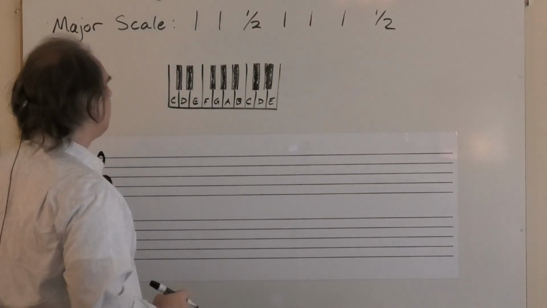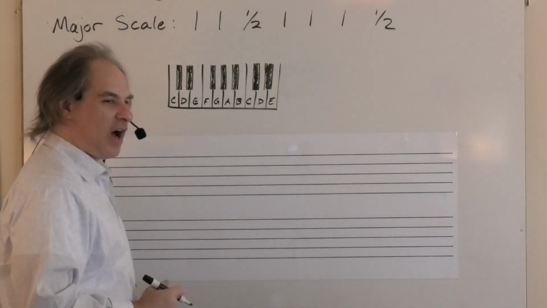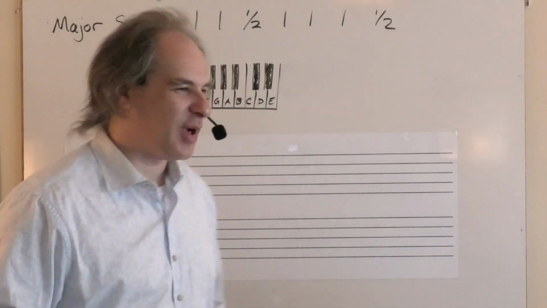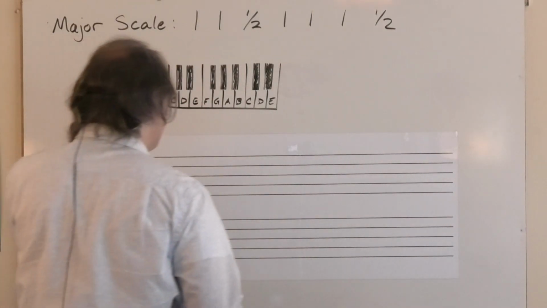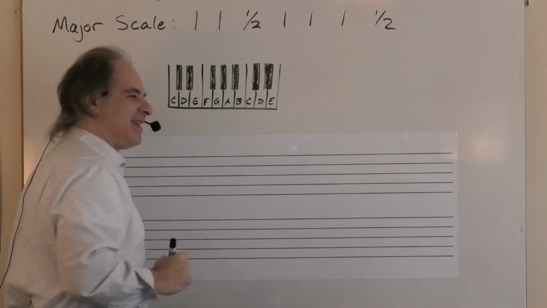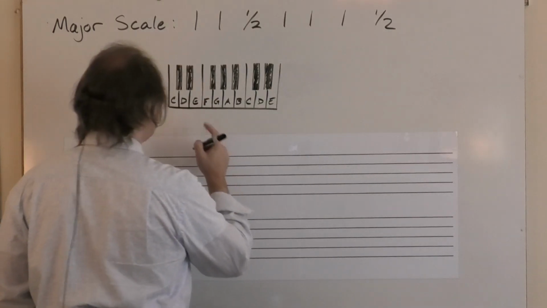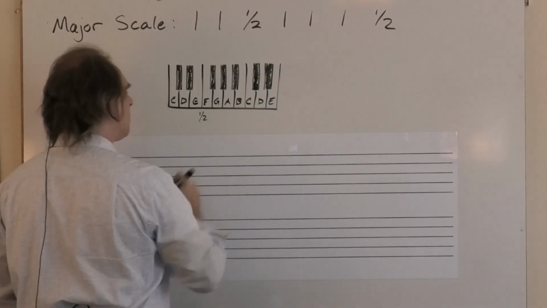the good Lord saw fit to not put a black key in between E and F. Somebody said why the other day. I said that's the realm of philosophy. We don't talk about why. We don't know why, we don't talk about why. This is not a philosophy class. It is what it is. There's no black key between E and F. We simply accept it. All right, so that's a half step between E and F.